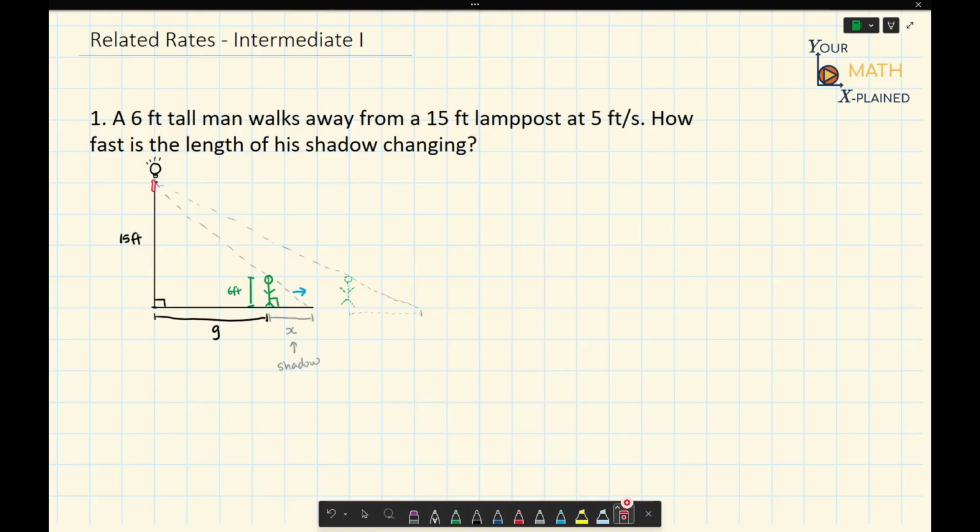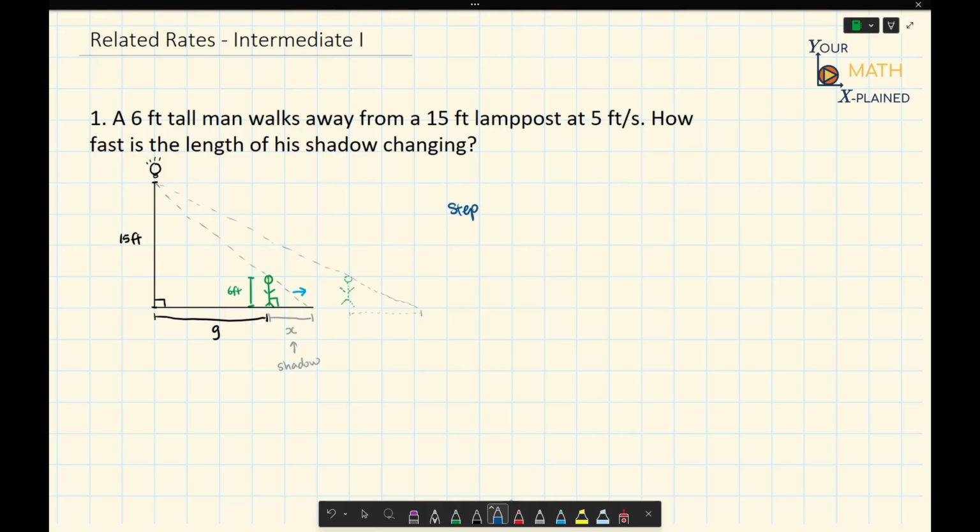The first one is formed by the lamppost, this entire base, and then this hypotenuse here. And then the second triangle is formed by this man, his shadow, and this hypotenuse, since they're both right angle triangles and they share this angle right over here. So this means we can go ahead and set up a ratio between those two triangles.